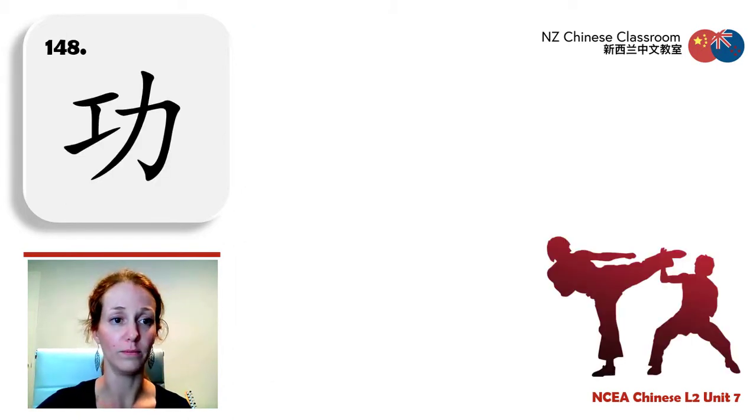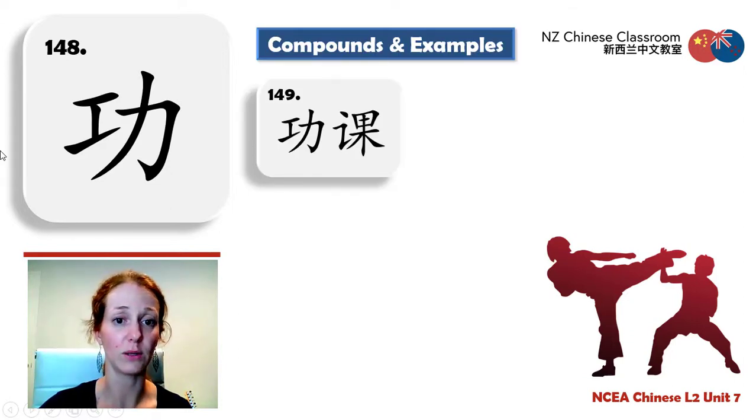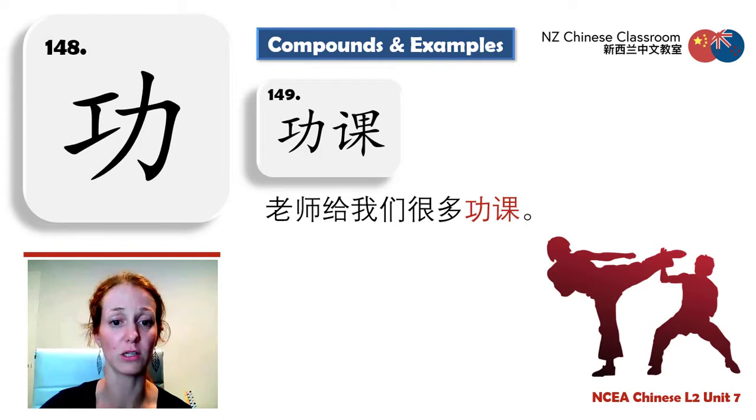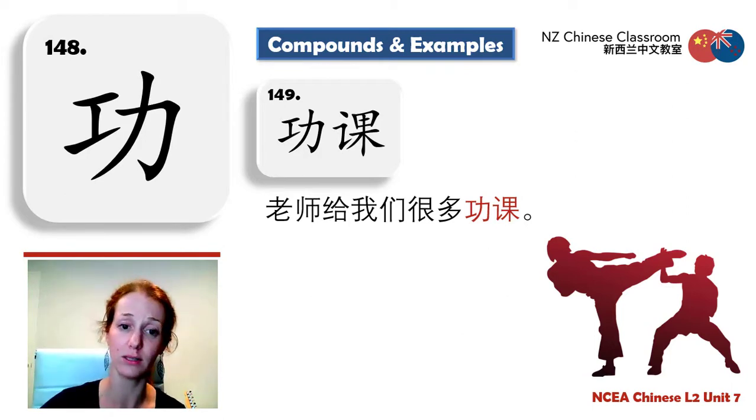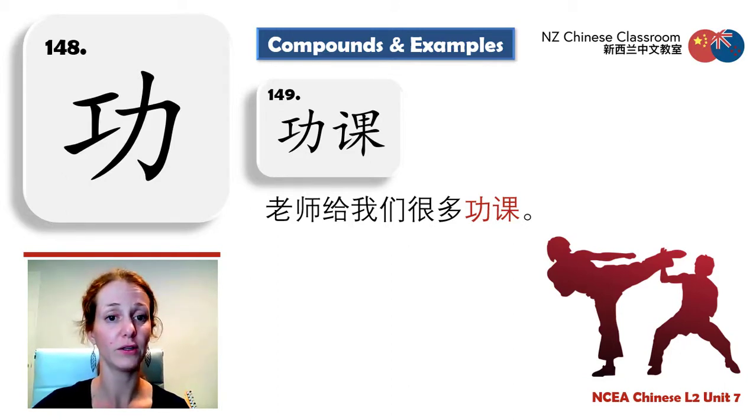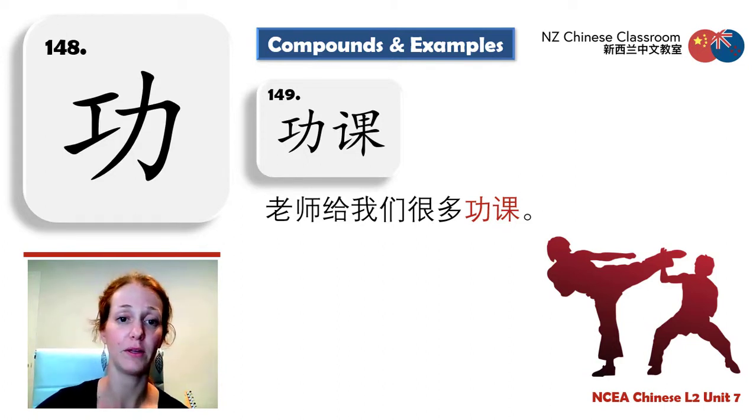功. You can see the sound part, this gong on the left-hand side, and then we have strength, so working with strength. Okay, it's some sort of skill, so 功课 is homework. So 课 class, 功课 to do some classwork. Okay, 老师给我们很多功课. The teacher gave us a lot of homework. So what's another word for homework? That's right, 作业. So 功课 and 作业 same type of thing.